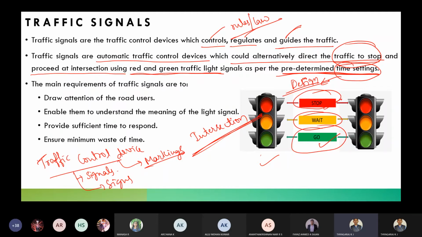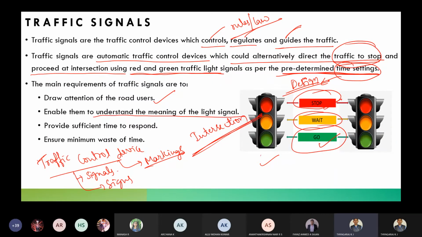What are the requirements of a traffic signal? It should draw the attention of the road user, whether a driver or pedestrian, so that they can easily identify the traffic signal lights. Then it should enable them to understand the meaning of the light signal.